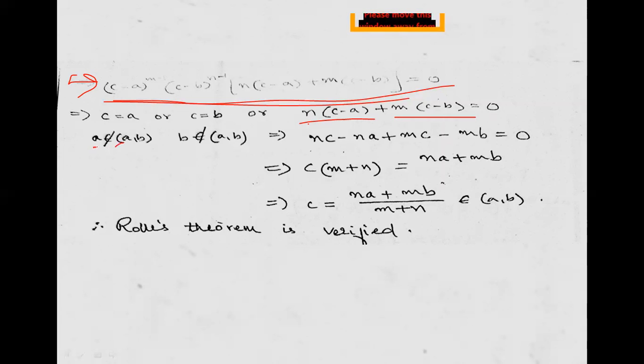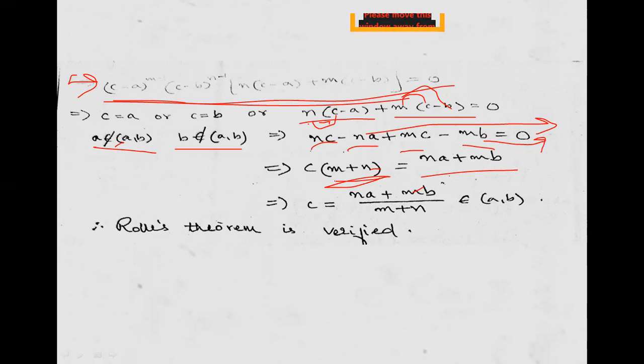And a doesn't belong to the open interval a comma b, and b doesn't belong to the open interval a comma b. So just simplify this. N into c is nc, n into minus a is minus na. Similarly, m into c is mc, m into minus b is minus mb. Now take this na and mb to your right hand side. Then take c as common. If you take c as common, what will be left? M plus n will be left.